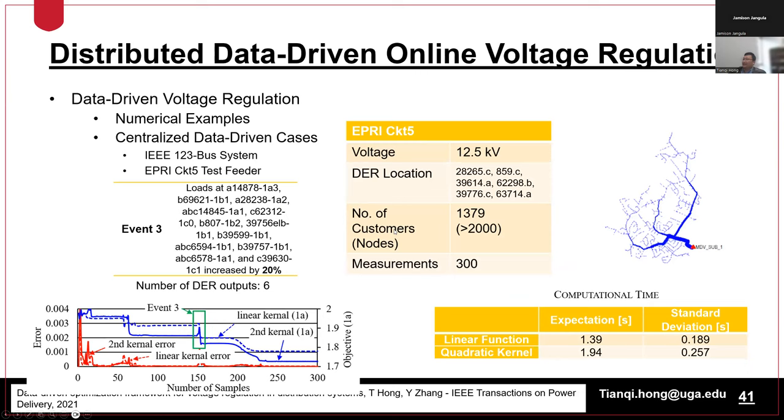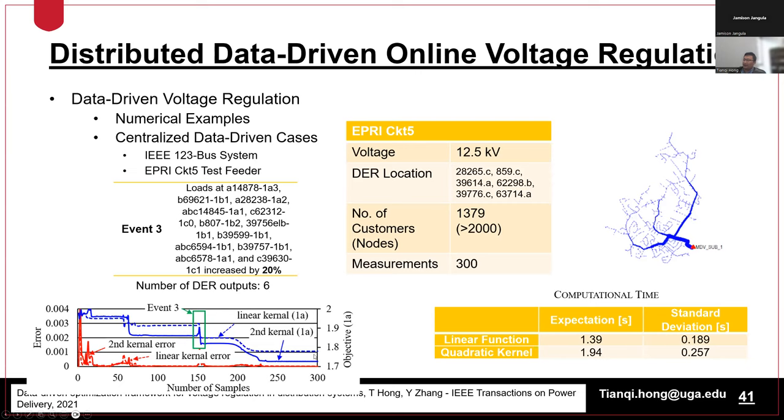Here we also perform a dual comparison between the linear kernel function and the quadratic kernel function. As you can see, with the linear kernel function, the objective function cannot be minimized, similar to what we observed previously. It traps in the middle of nowhere, but with the nonlinear function, we can achieve lower voltage deviations. And it is not because of the error of the model. As you can see, both linear and nonlinear kernel errors are very small during the operation.